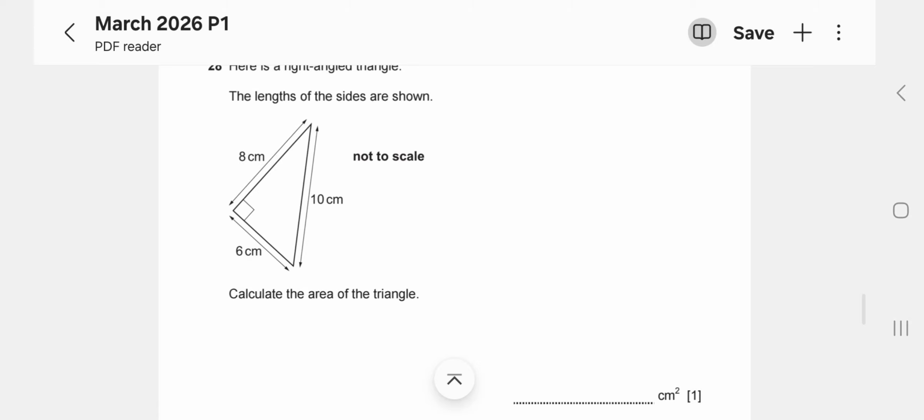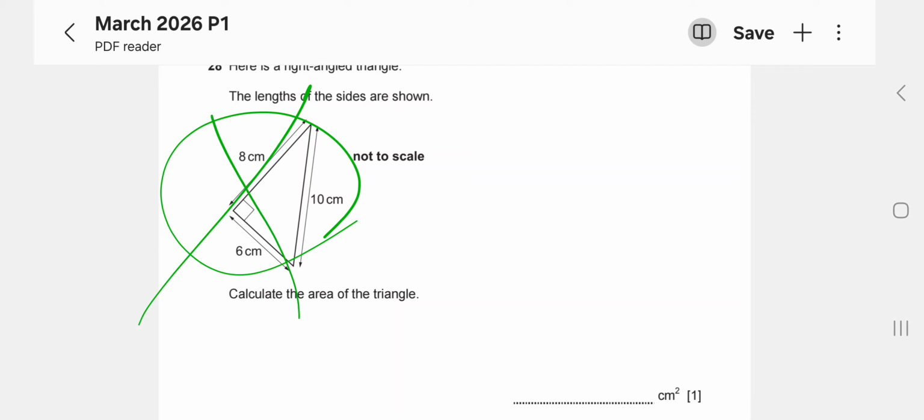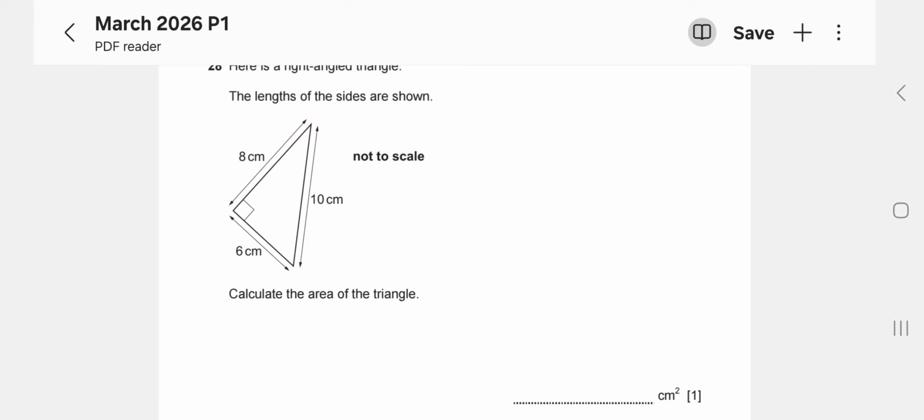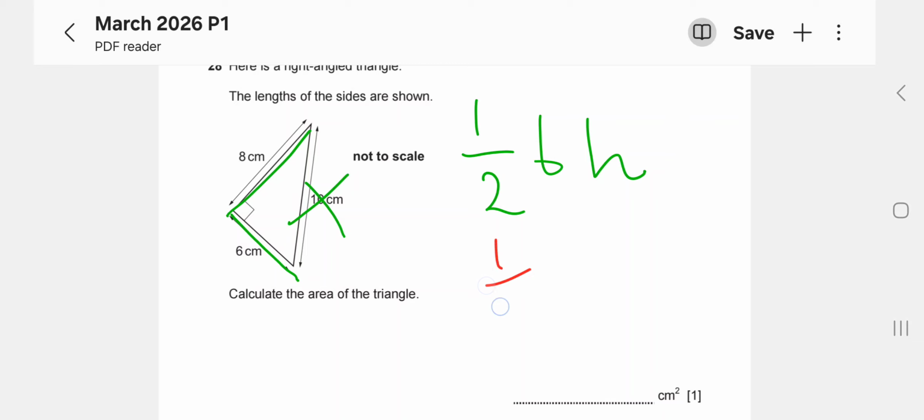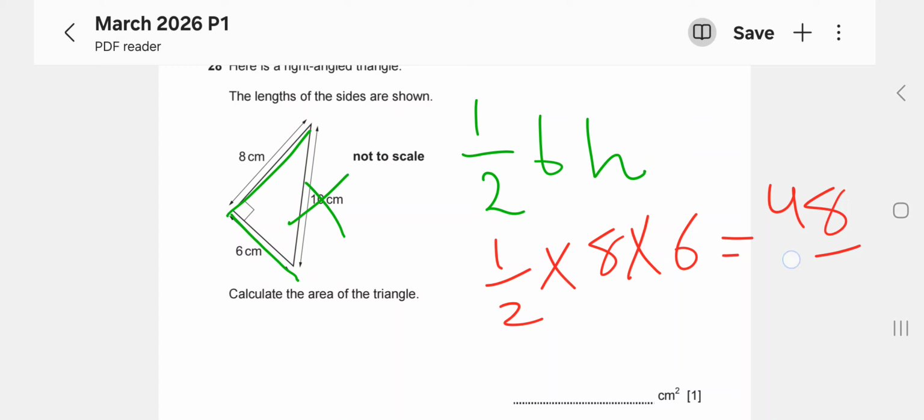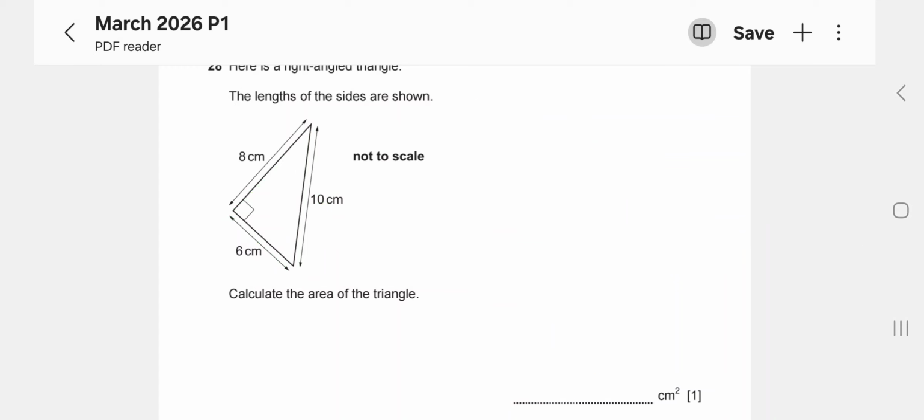How to get the area of the triangle? I have here 3 measures. Someone would say, okay, I will just multiply the 3 numbers I have. This is wrong for sure. The rule is half base times height. And where is the base? Here is the base. Where is the height? This is the height. I don't care for this. The 10 is not calculated with me. I will make half times 8 times 6. 48 divided by 2, it will be 24. This is the final answer.